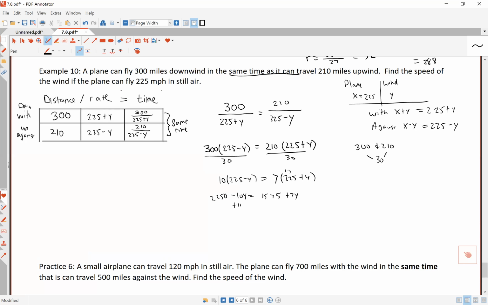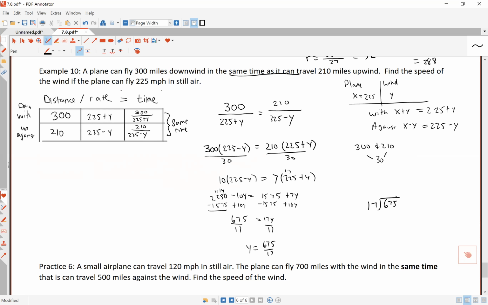So we add 10Y to both sides and subtract 1,575, which gives us 675. Dividing both sides by 17 gives us Y equals 675 over 17.